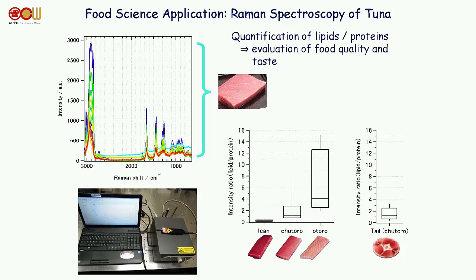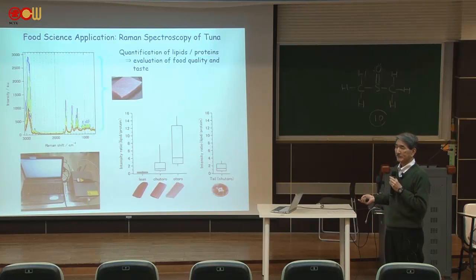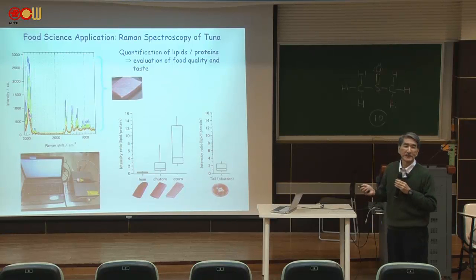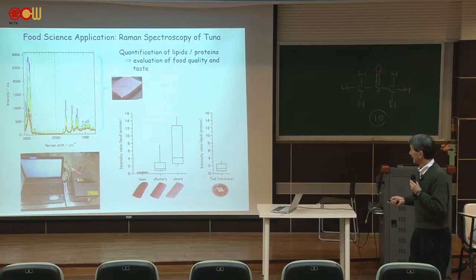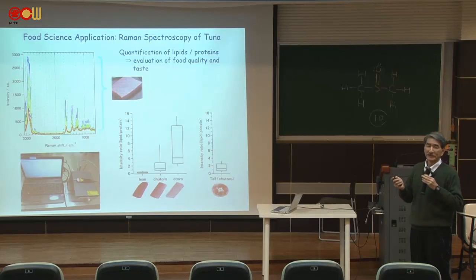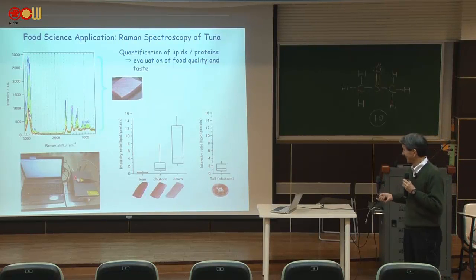This is a food science application. And maybe this is sashimi. And there are different types of sashimi. It's called toro. Maybe you know that. Toro is the most expensive and most delicious part. And lean is the not so delicious, but delicious.